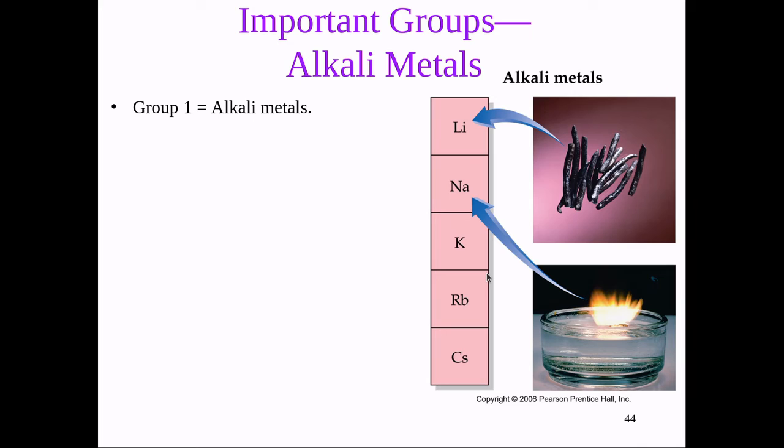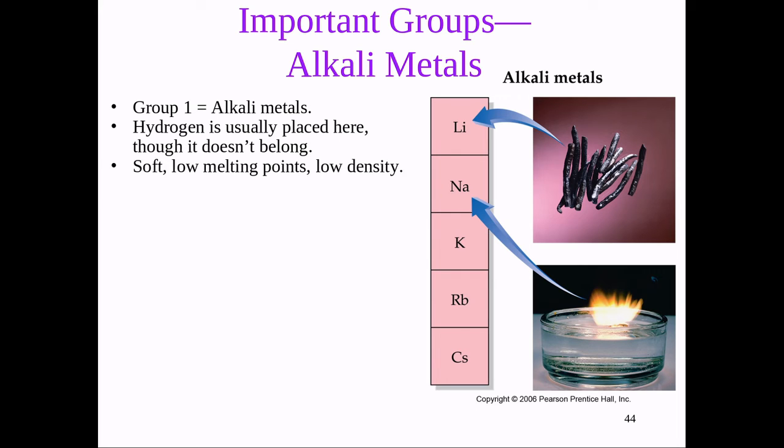So the group 1s are the alkali metals. Hydrogen is usually placed here, but it doesn't have the same properties as the alkali metals. So that's why it's a little confusing. Again, hydrogen's special because it's the smallest one. They're soft, they have low melting points, and they have a low density.